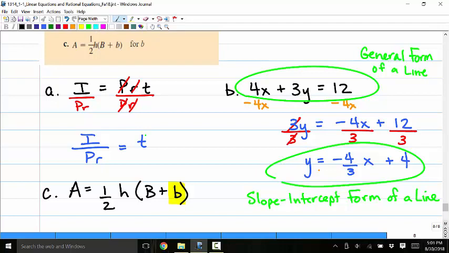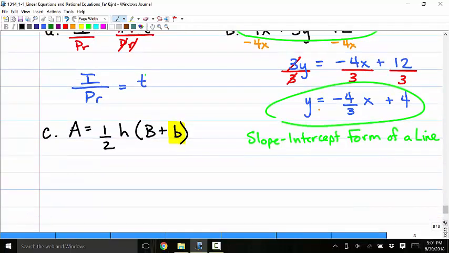Okay, first thing, to solve for little b, I need to get the 1/2 times h to the other side. Let's take care of the 1/2 first. If I multiply both sides by 2, the 2 on top and 2 on bottom on the right hand side will cancel. And I'm left with 2a is equal to h times big B plus little b.